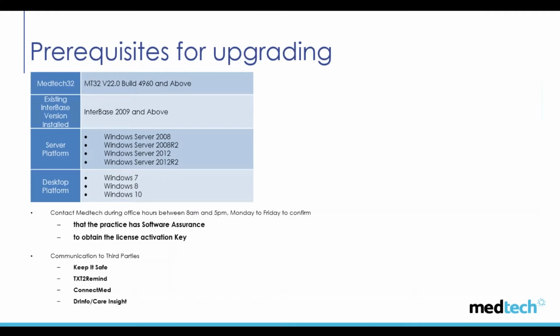Let's now go over the prerequisites. In order to upgrade to Interbase XE 7, the practice must be running version 22.0 or above. The current installed Interbase version should be Interbase 2009 or above. The system where the Interbase server installation will be run should be on one of the following. For the server platform, Windows Server 2008, 2008 R2, 2012, 2012 R2. For the desktop platform, Windows 7, 8, or 10.